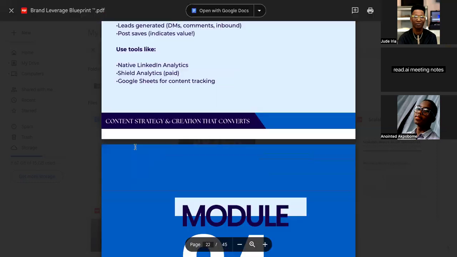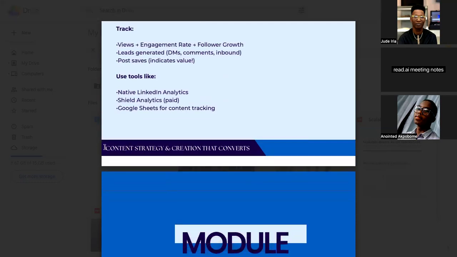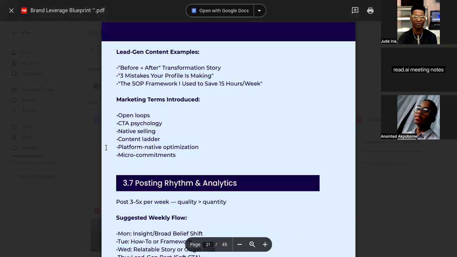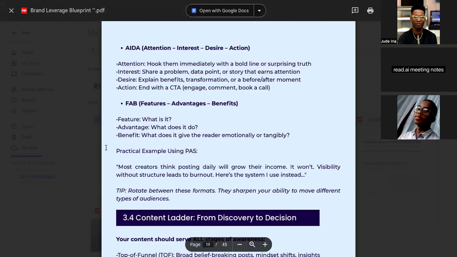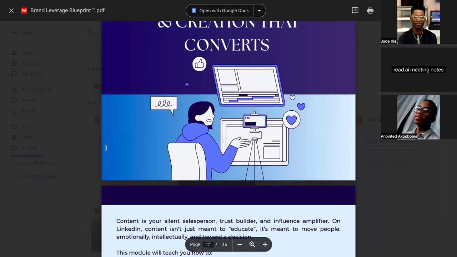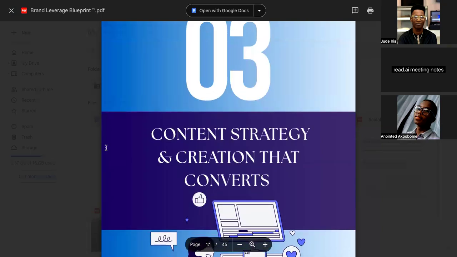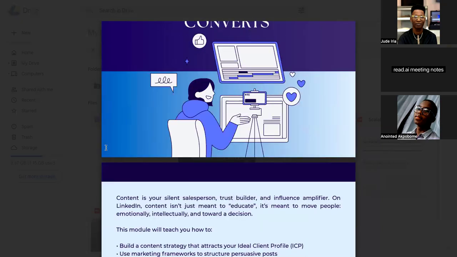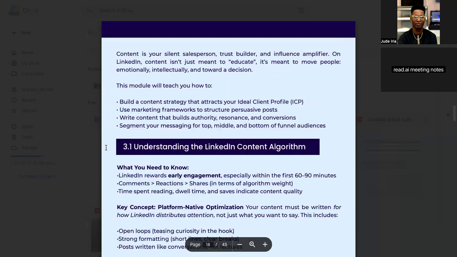So that brings us to the end of today's session, the content strategy and creation that converts, module three. You can pause and play, start from the beginning, read the book, and do more research about it to get a higher knowledge of this. And this is the first one.